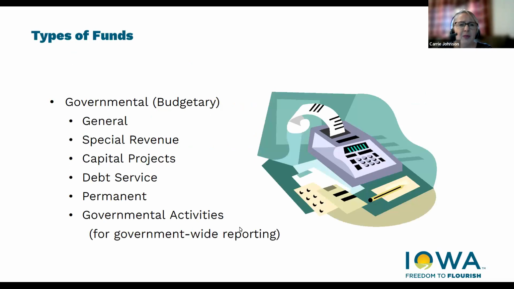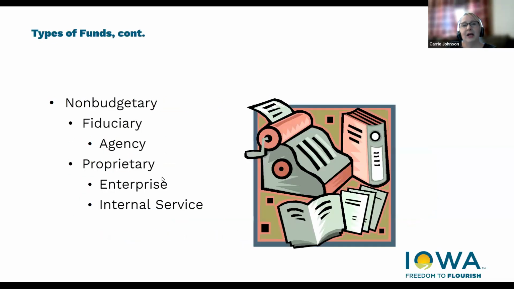So when we talk about our budgetary funds for a county, we have our general fund, special revenue funds, capital projects, debt service, permanent funds, and then governmental activities. And then when we talk about non-budgetary, we talk about fiduciary funds, and the example of that is agency funds. I'll give a little bit more of a description in a minute. And then we have proprietary funds, which would be enterprise funds and internal service funds. So again, your funds or your buckets of money are categorized as either non-budgetary or budgetary. The budgetary ones are the ones we're focusing on today, right? Because we're talking about those funds under the control of the Board of Supervisors that are part of your budget.